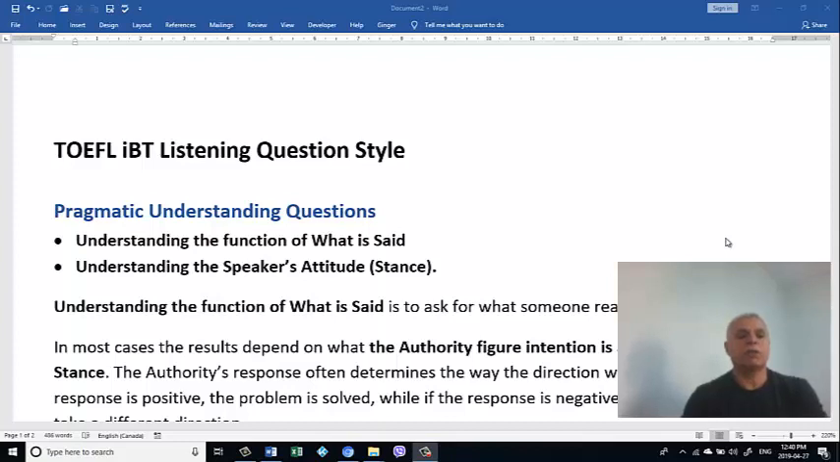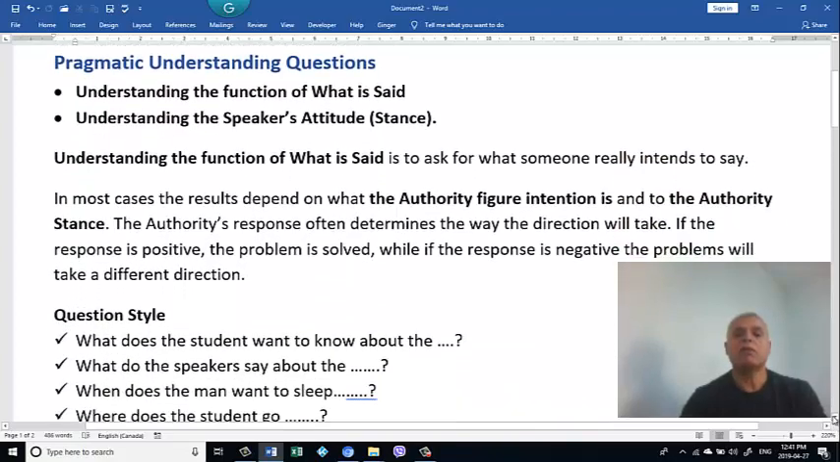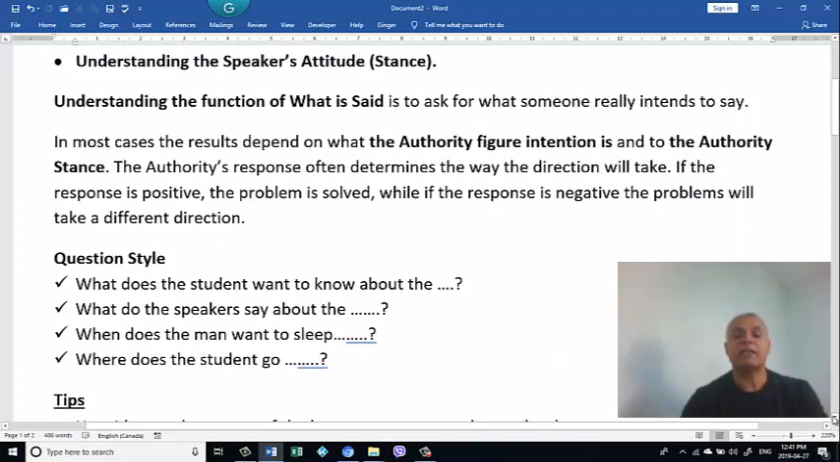Today our lesson will be TOEFL iBT listening question styles. We have pragmatic understanding questions: understanding the function of what is said, and understanding the speaker's attitude and stance. Understanding the function of what is said is to ask what someone really intends to say.